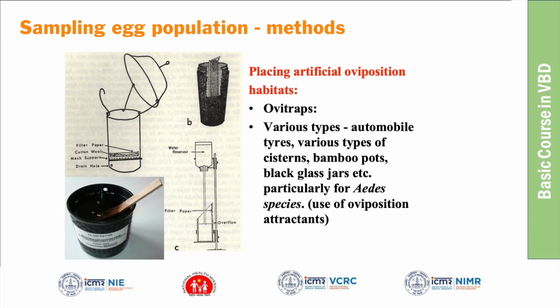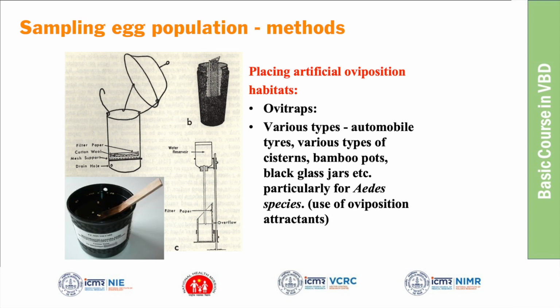The second one is placing an artificial oviposition habitat, nothing but an ovitrap. Any black jug, jar, or bowl lined with filter paper, where half of the filter paper should be dipped in water and the other half should be outside the water. That will serve as an oviposition trap. You can collect after setting the trap, after 1 or 2 days. You can collect the Aedes eggs. Particularly these ovitraps are useful for collection of Aedes eggs. It is in practice also.